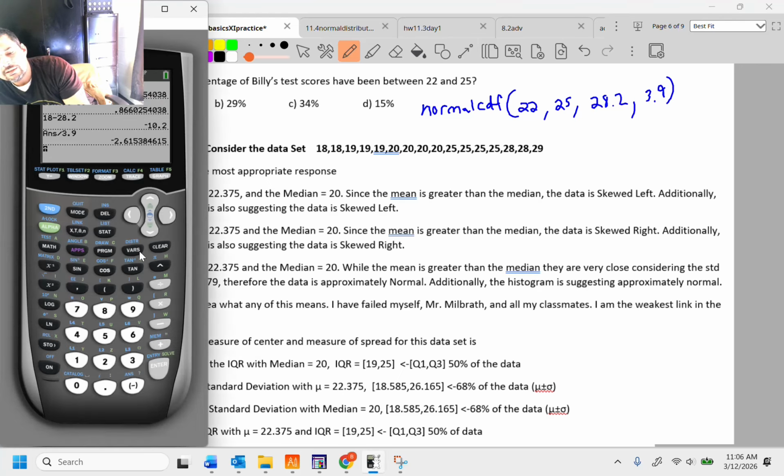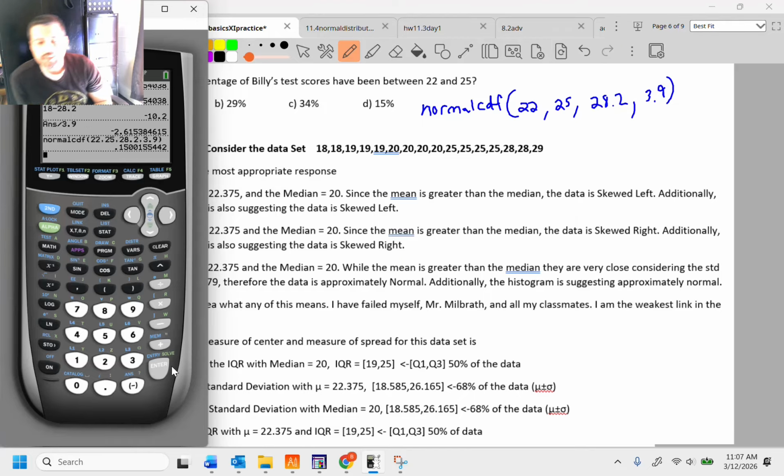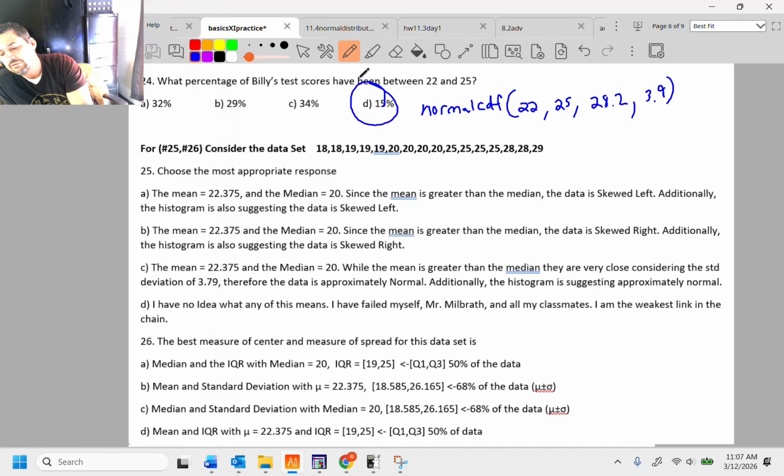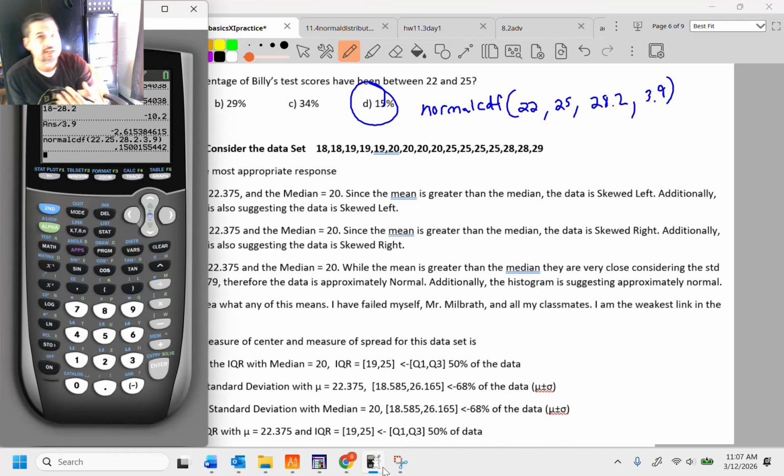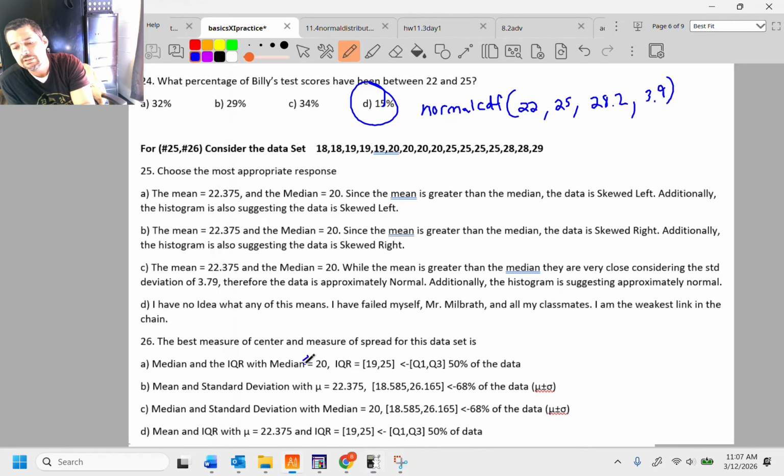I'm going to go to 2nd Vars, normalcdf. The lower boundary here, the low range of scores, is 22. The high boundary, 25. We have a mean of 28.2 and a standard deviation of 3.9. You don't actually have to convert to z-scores. And there you go, 0.1500, 15%. And you'll see the way I wrote it on a piece of paper is exactly the way the calculator presents it after you type that stuff in. This used to be, back 10 years ago, how we actually had kids type these things out. They didn't get that nice little menu where you'd plug stuff in.